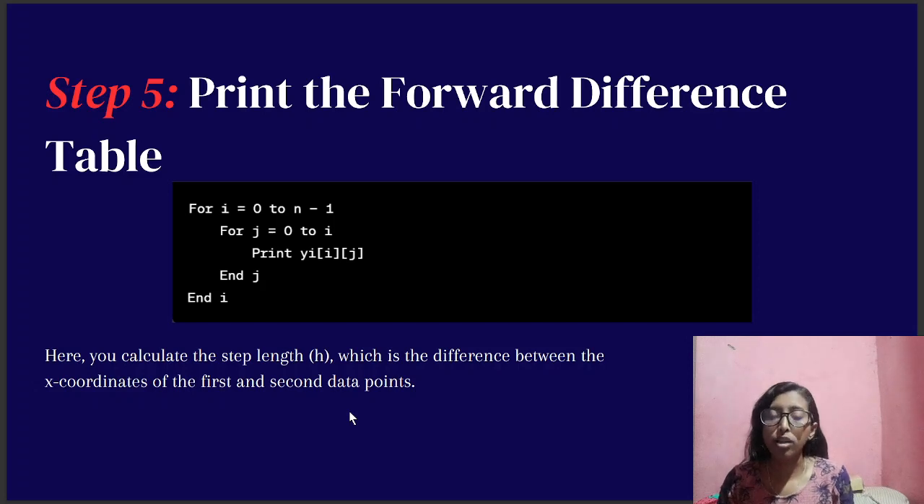Here you calculate the step length h, which is the difference between the x coordinates of the first and the second data points. In this step we are finding the formula variables like a, h, u. One by one we have to find the values of a, h and u in order to solve this question. So here we are finding the step length, that is h. We can find this h by finding the difference of the x coordinates of the first and second data points.